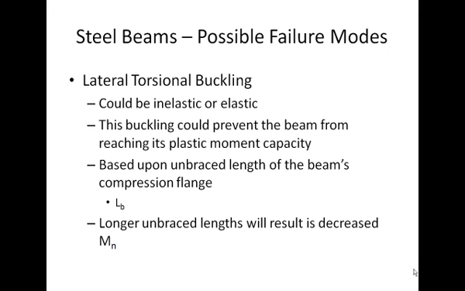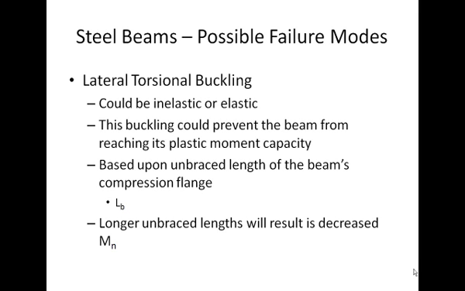Lateral torsional buckling occurs because a beam's unbraced length of its compression flange is long enough that this failure mechanism occurs. What happens is if the compression flange is unbraced to the extent that this occurs, the moment capacity of that beam will actually be reduced. That is, the beam cannot achieve plastic moment capacity. As the unbraced length of the compression flange gets longer or more unsupported, the moment capacity of that beam will actually decrease.